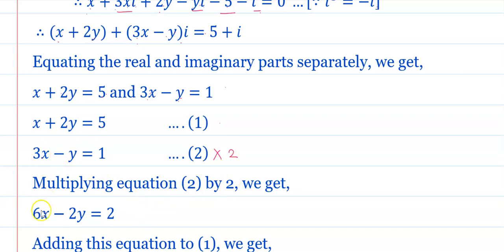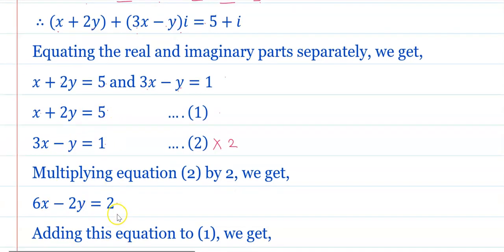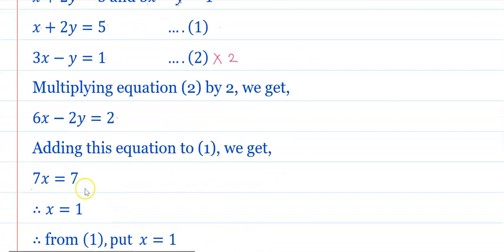Then what you are getting? 6x, 2 ने multiply, minus 2y, 1 into 2, 2, and add with this equation 1. मग काय होणार? त्याच्यात जर आपण ऍड केले, these two get cancelled. x plus 6x, 7x, 5 plus 2, and that is a 7. Therefore, 7x is equals to 7, x is equals to 1.